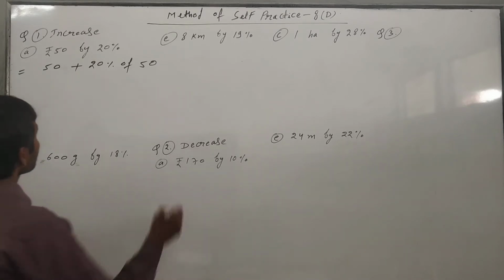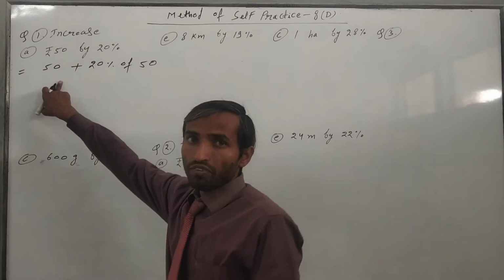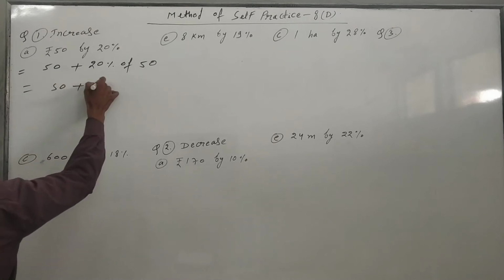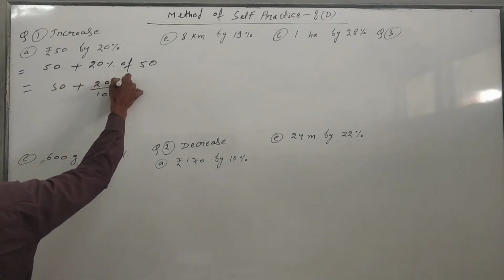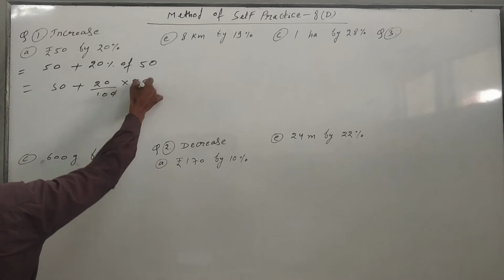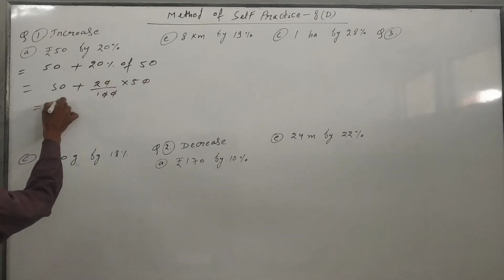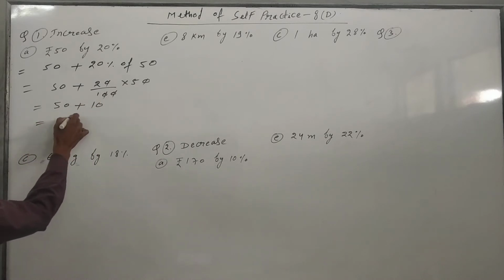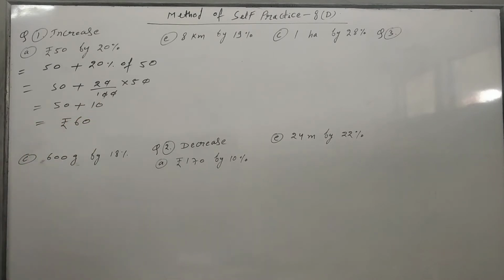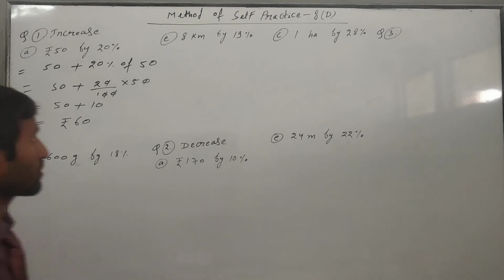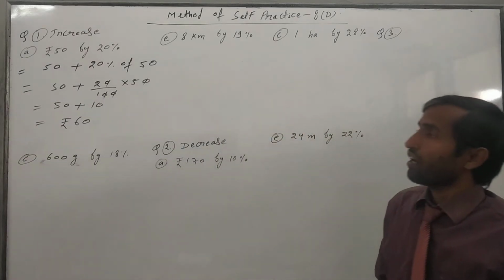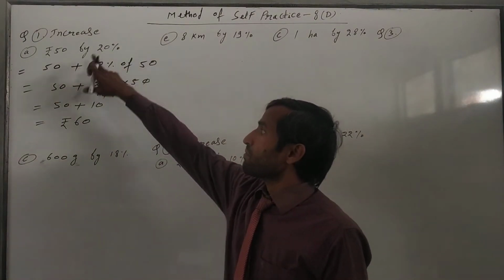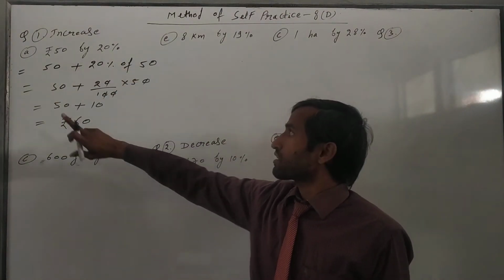So here 50 plus 20 upon 100 of, and of means multiply. This 0 and this 0 will cancel out, then it will come 50, 5 to the 10. Now we add, and it will come rupees 60. So this is the final answer. If we increase rupees 50 by 20%, the answer will be 60.